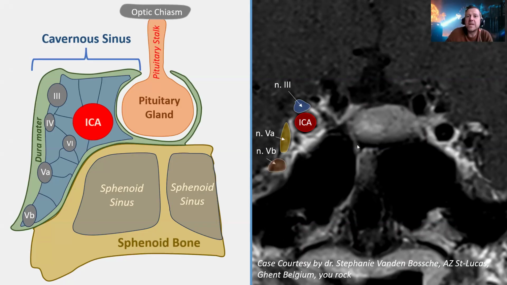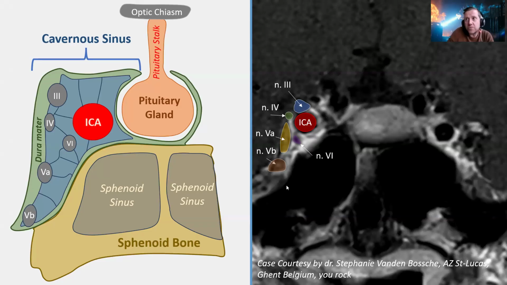The trochlear nerve is very, very small, but can be presumed, because it's located in the cavernous sinus inferiorly of the oculomotor nerve. Sometimes it is recognizable, in a lot of cases not, but here we can see it. We find the abducens nerve located centrally within the cavernous sinus.